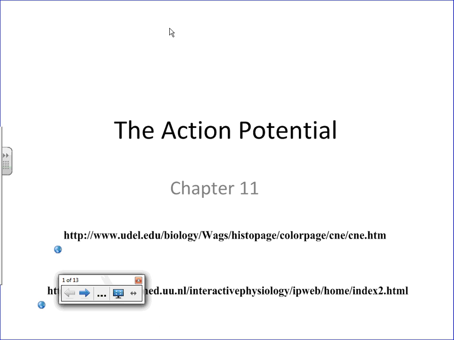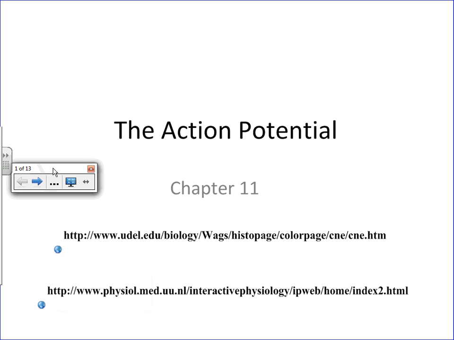All right. In this next lecture, we will be focusing on the action potential. Essentially, this is how nerves communicate with one another. This is how neurons generate electrical impulses so they can transmit information from point A to point B. And we'll take a look at the events that occur during this.